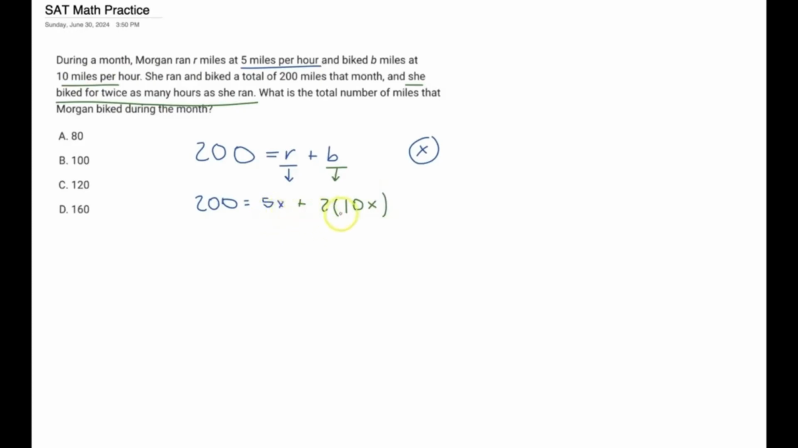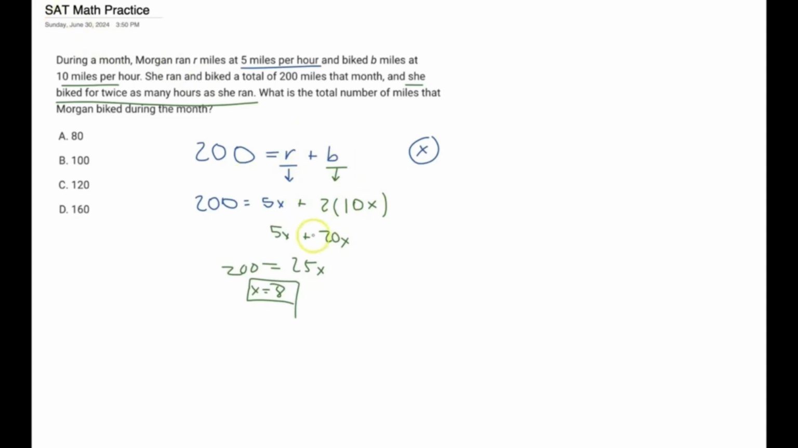So we have 5x plus 2 times 10x. So this becomes 20x, and this is 5x. So this becomes 25x equals 200, right? And so if we solve for x here, we get 8. So 8 doesn't really have a meaning in this problem, but if we plug this into each of our rates, we can actually find the answer.